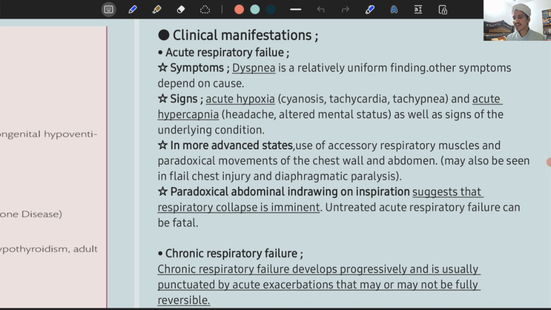So first of all, what are the clinical manifestations? What are the manifestations of respiratory failure? We can divide it into manifestations in acute respiratory failure and manifestations in chronic respiratory failure. In acute respiratory failure, the symptom is mainly dyspnea. Any patient coming with respiratory failure will have dyspnea, an uncomfortable awareness of one's own breathing. It is a uniform finding, and other symptoms depend on the cause which is causing the dyspnea. Okay, the symptom is dyspnea. The patient will come with breathlessness.